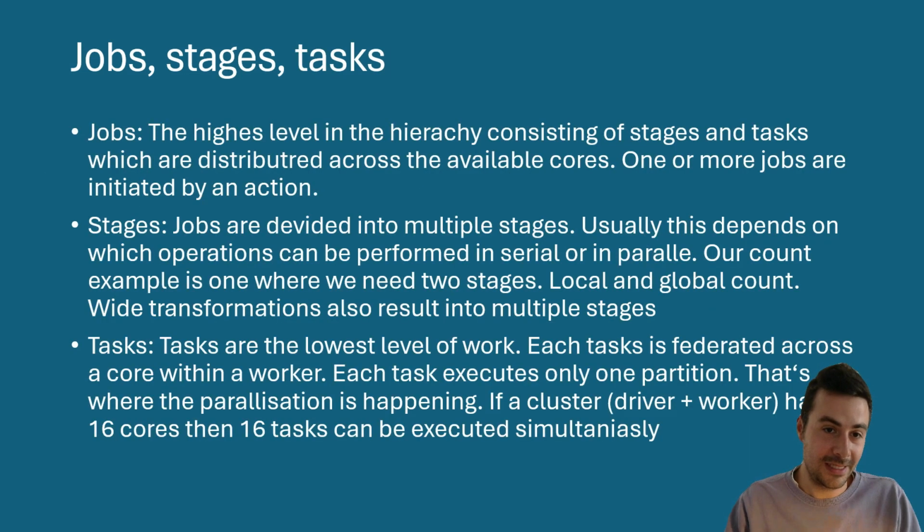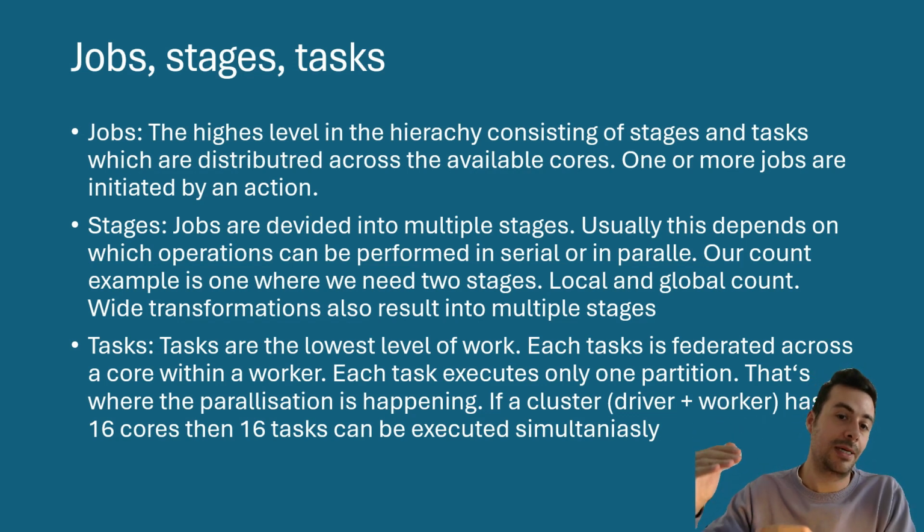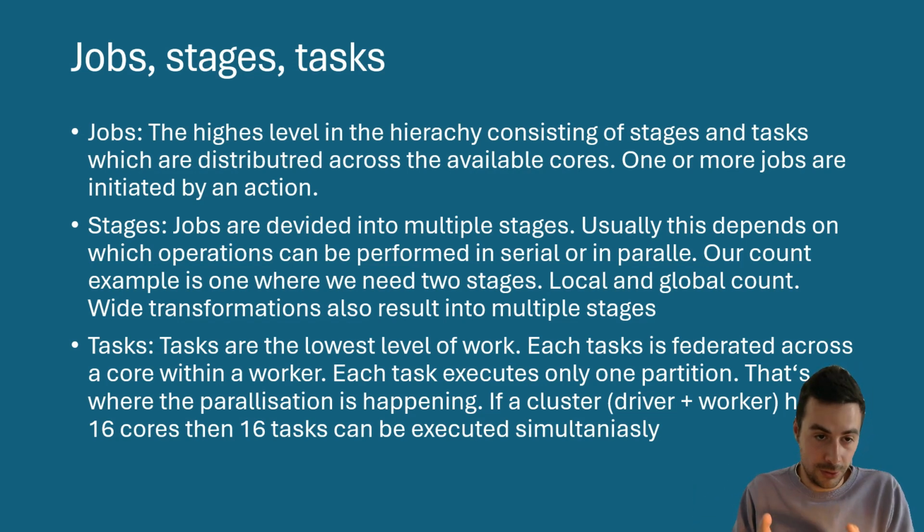And basically this slide sums it up. So a job is the high level and is executed by an action. Then we have the stages which divide the job, usually sequentially, but sometimes in joins you might also have parallel stages. That's why I said usually sequential. Then you have the task.